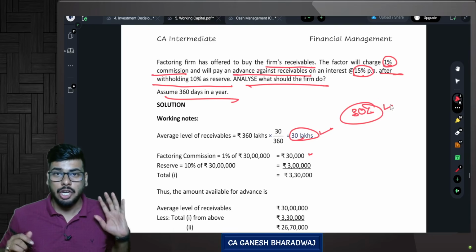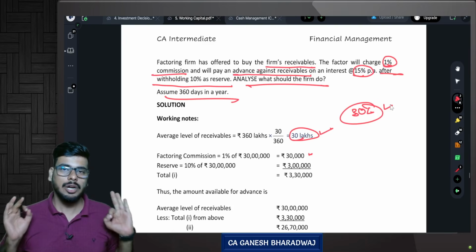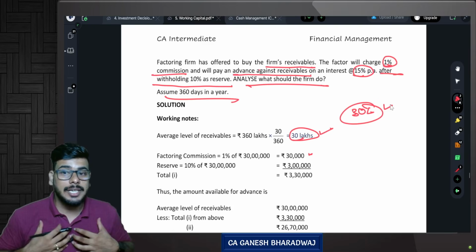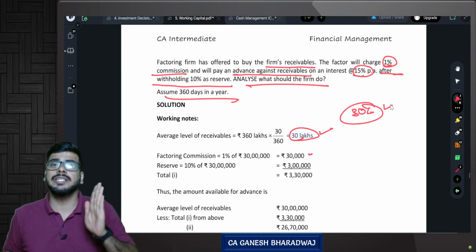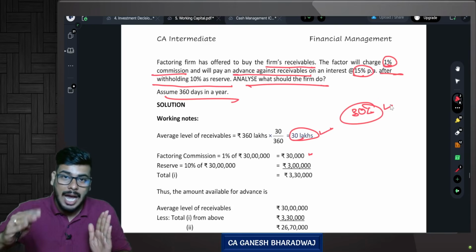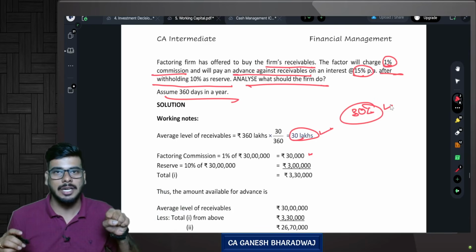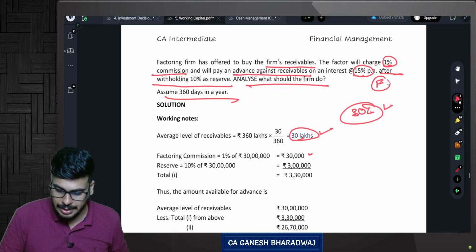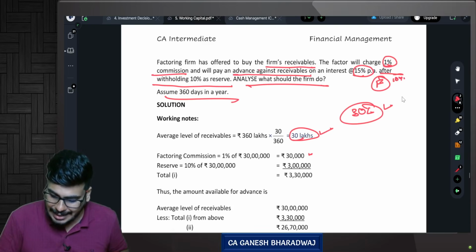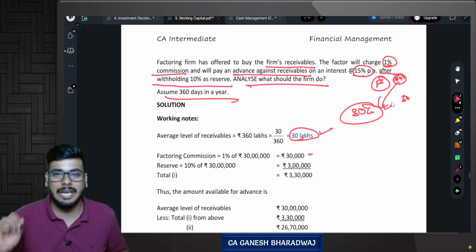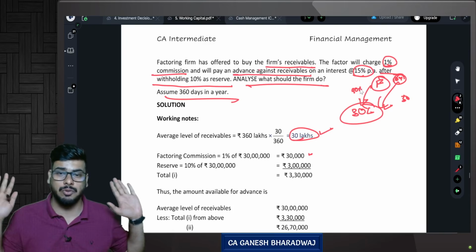Now he's saying, look, that entire 30 lakhs I will not pay you today. I will withhold 10%. For what? It is going to be for my security purpose. This 10% I am withholding, is it a cost? No. After 30 days, I will pay it back to you the moment I collect it from your debtor. Clear? So the factoring firm says 10% alone I will withhold. For safety purpose, at the end of 30 days, the balance 10%, I will release the payment. So initially, I will release only 90% of the payment. Are you clear with this?